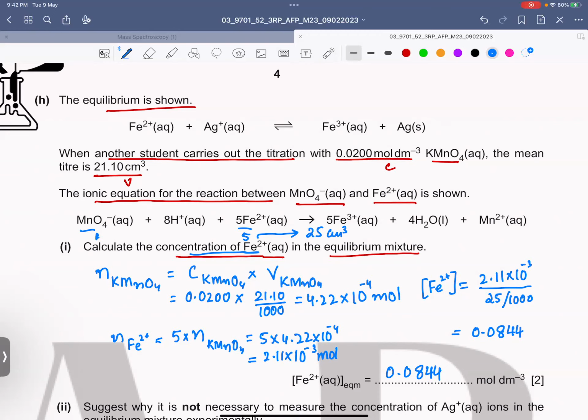Now these moles of the iron are the ones which actually reacted with potassium manganate, and we added the potassium manganate when the equilibrium was established. So this is the concentration of the iron in the equilibrium mixture. Is this understandable to everyone? Yes, sir. Okay. Now next part.